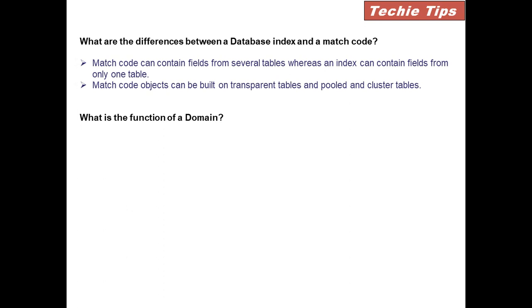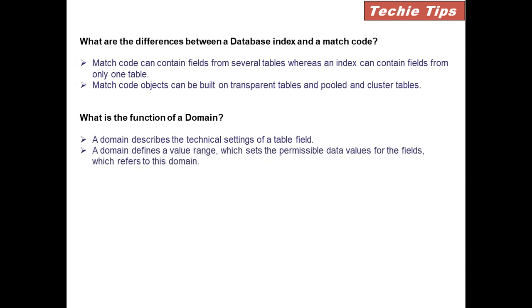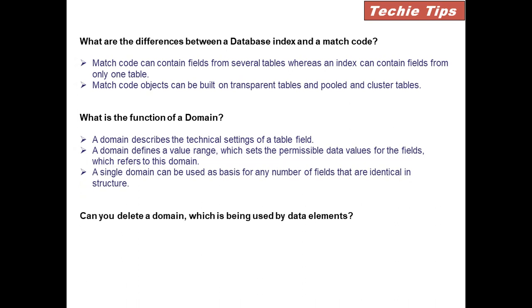Okay guys, let's move on to the domain. What is the function of a domain? A domain basically describes the technical settings of a table field. It defines a value range which sets the permissible data values for the fields which refer to the domain. A single domain can be used as a basis for any number of fields that are identical in a structure. Can you delete a domain which is being used by data elements? No, we cannot, because it's used across a couple of objects in the data elements.